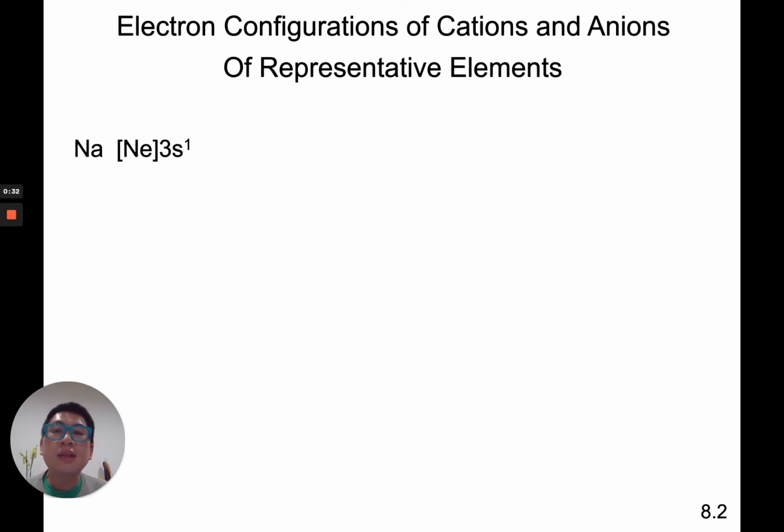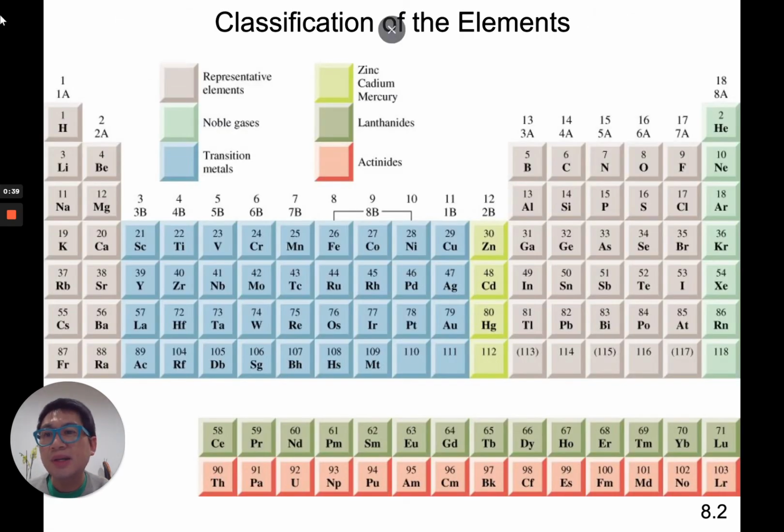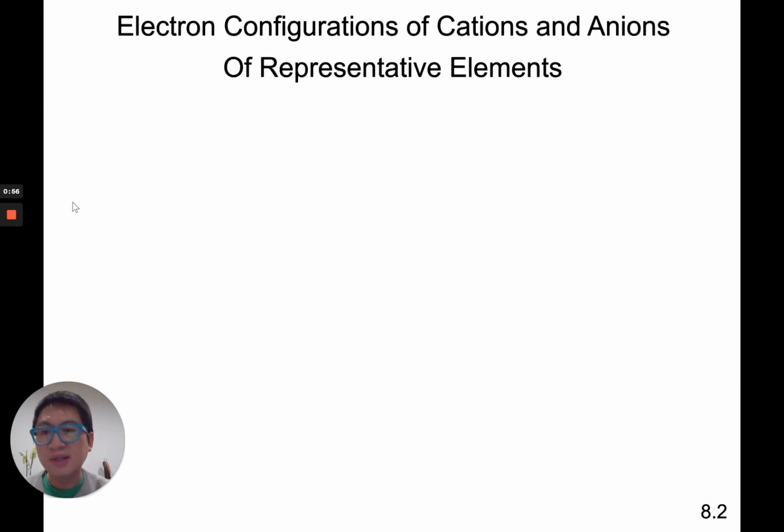So let's start with sodium. Sodium's electron configuration is neon 3s1. How do I know? Going back here, sodium is right here. Sorry, not 1s, it's the 3s. It ends in s1, and it's the third one down. So it's going to be the noble gas before it, which is neon, followed by 3s1. So the electron configuration is neon 3s1.